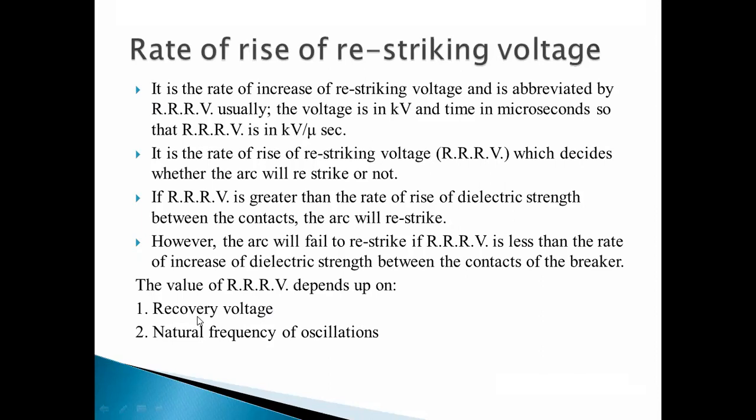Recovery voltage means when the arc is finally extinguished, whatever voltage appears across the contacts of the circuit breaker at that time is the recovery voltage. And the natural frequency of oscillations is denoted by Fn. So this Fn is equal to 1 divided by 2 pi root LC. This is the natural frequency of oscillations.